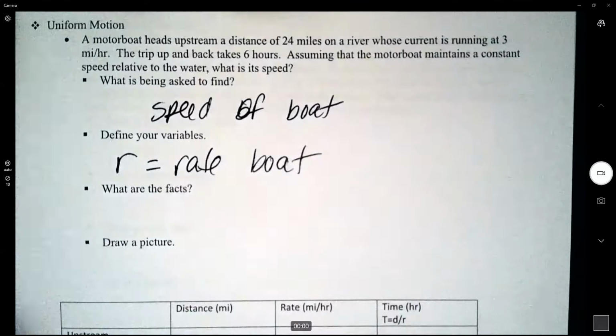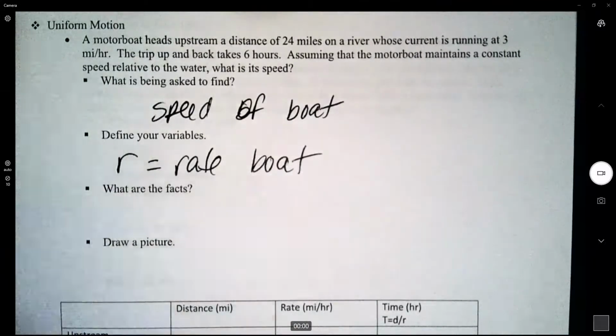Now the boat is going at a constant speed. So regardless if it's going upstream or downstream, the boat's power is going the same. Now it's going to appear that it's going faster or slower if you're standing on the shoreline, because the current is either helping it or hindering it. But the speed or the motor horsepower is going to be consistent at a particular rate.